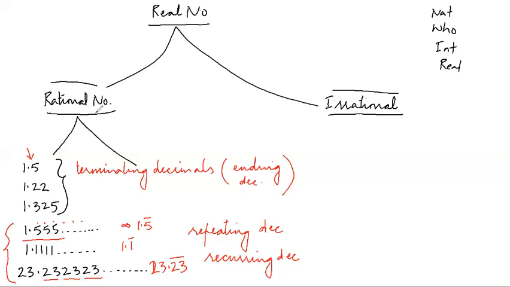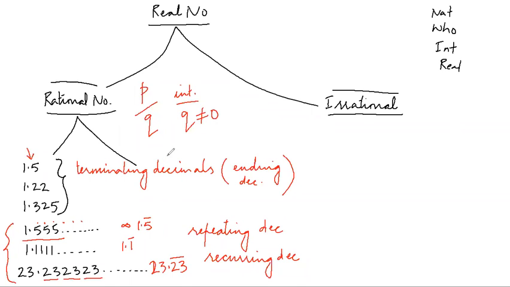What is the general definition of a rational number? A rational number is a number which can be expressed in the form of P by Q. What are P and Q? P and Q are integers. And there's one more thing. We know if we divide anything by 0 till date, it's not defined. So Q should not be equal to 0. Well, this is the definition of rational numbers.